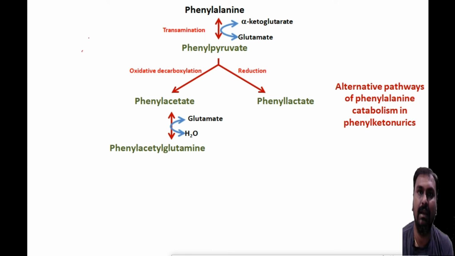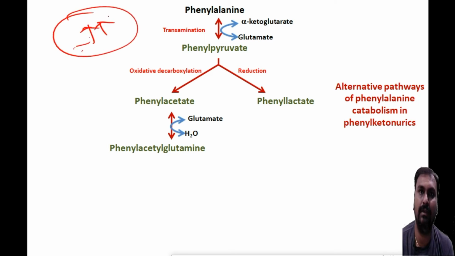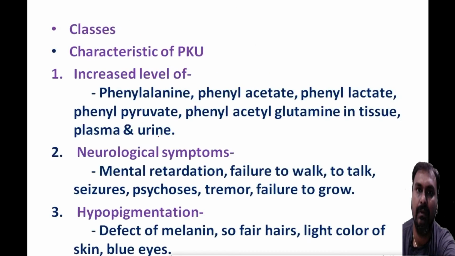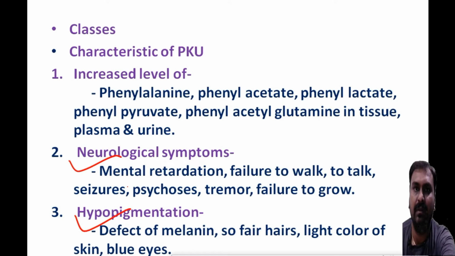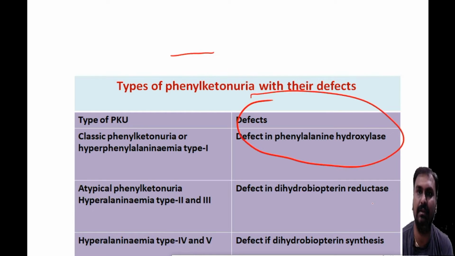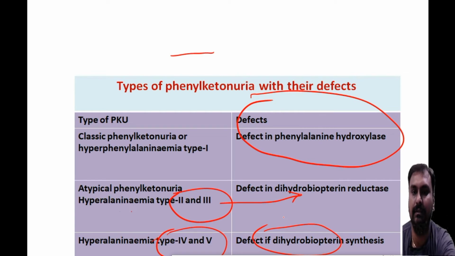As we have seen, the phenylalanine level is increased because of the phenylalanine hydroxylase enzyme deficiency. It will be converted to phenyl pyruvate, phenyl acetate, phenyl lactate, and phenyl acetyl glutamine. So mental retardation and hypopigmentation are all features of phenylketonuria. In type 1 classical phenylketonuria, the phenylalanine hydroxylase enzyme is deficient. But in non-classical or atypical phenylketonuria, type 2 and type 3, the dihydrobiopterin reductase enzyme is deficient. And in type 4 and 5, dihydrobiopterin synthesis is defective.